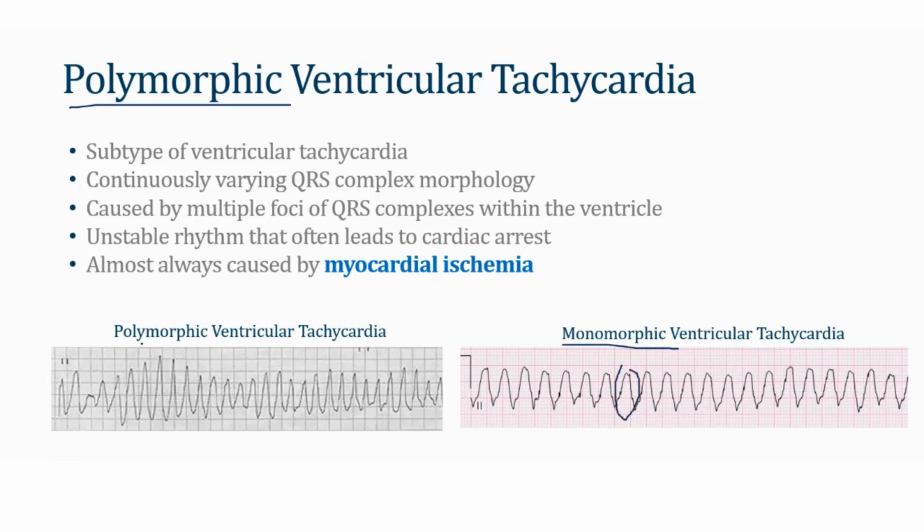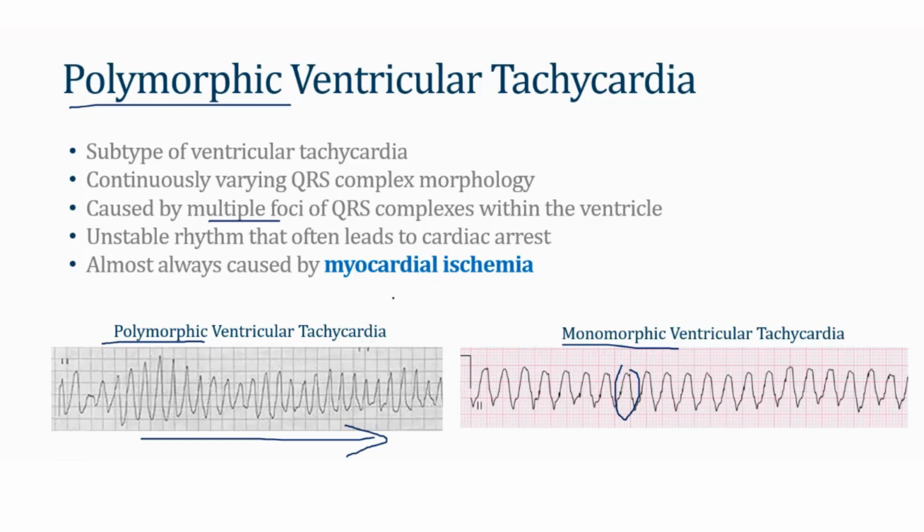On the left side of the screen is an example of polymorphic ventricular tachycardia. You can see that the QRS complexes change over time. Patients with polymorphic VT usually have multiple foci of abnormal electrical activity in the ventricle, and that's why those multiple foci generate QRS complexes that change over time. It's an unstable rhythm that can lead to cardiac arrest, just like any form of ventricular tachycardia, and it's treated the same way as other forms of ventricular tachycardia.